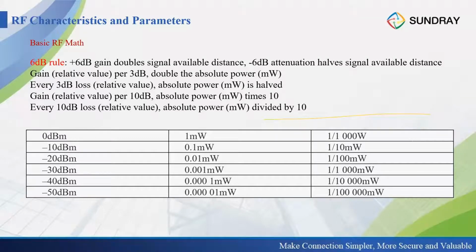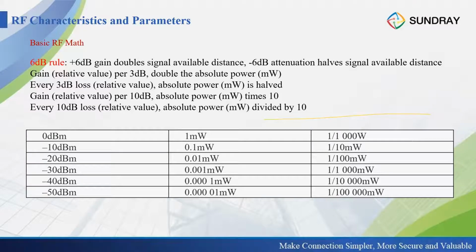And negative 10 dBm equals 0.1 milliwatts. But if the signal changes to negative 20 dBm, the signal will become 0.01 milliwatts. You can see the signal is lost by 10 times. So this is the 10 dB rule.